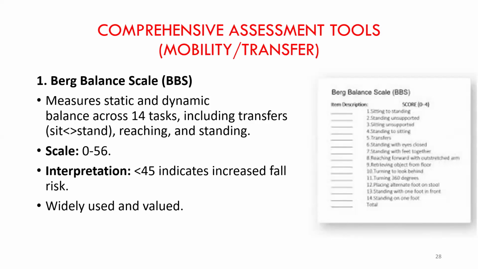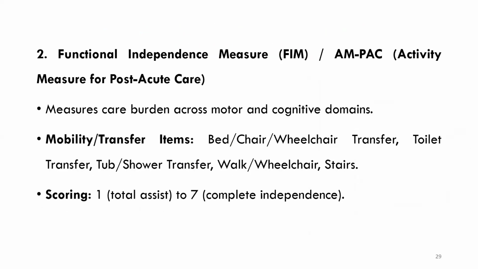The interpretation is that if you have a score of less than 45, it's telling you that your patient is having higher risks of falling. So this is one of the most widely used assessment tools for mobility and transfer also.